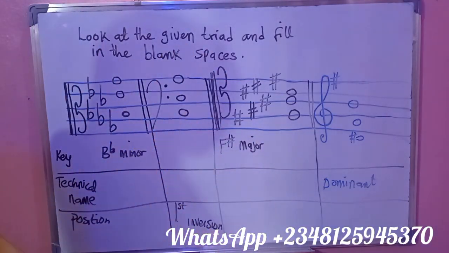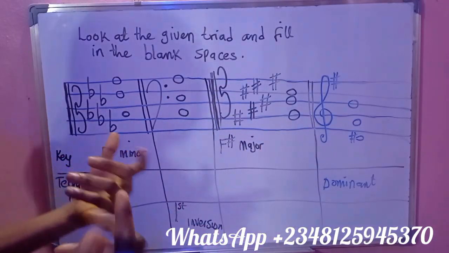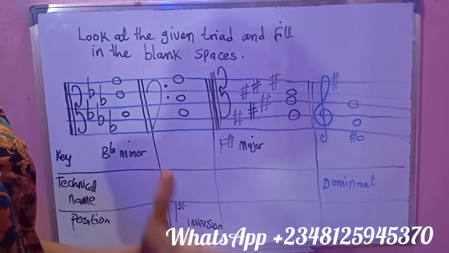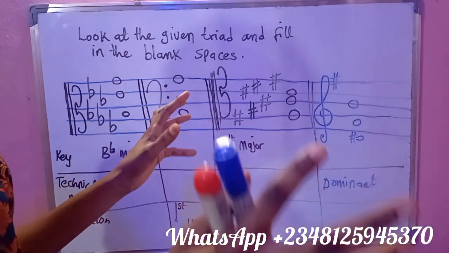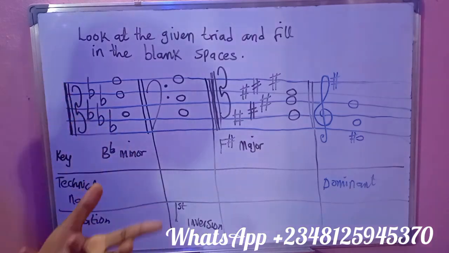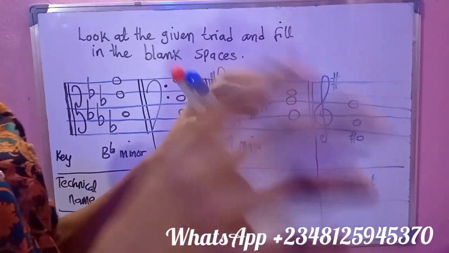So which key has 5 flats? It's D flat major. But then you are given the key to be B flat minor. So what's the relative of D flat major? It is B flat minor. So that automatically means the key here is B flat minor. And then alto clef is used.